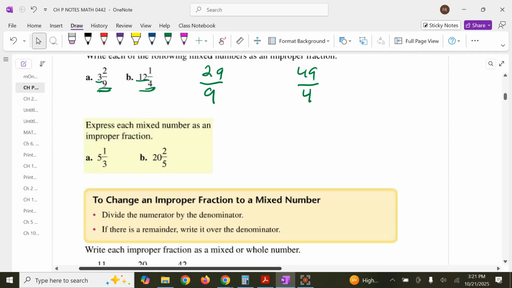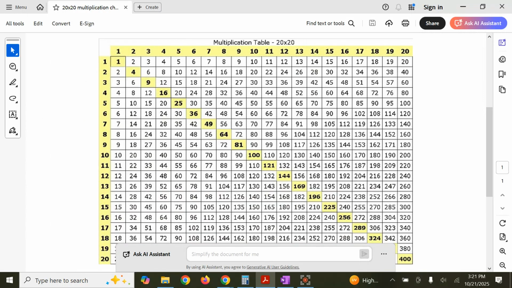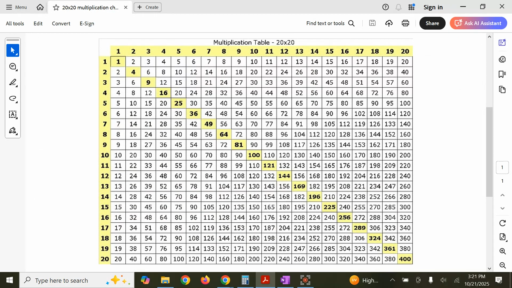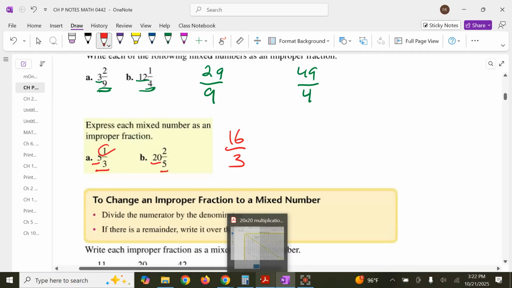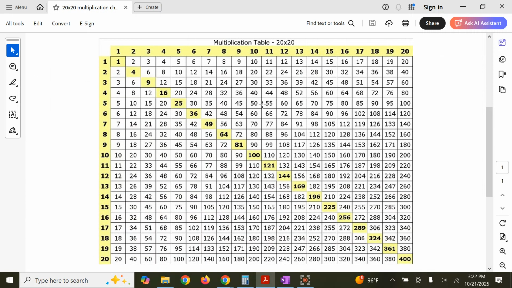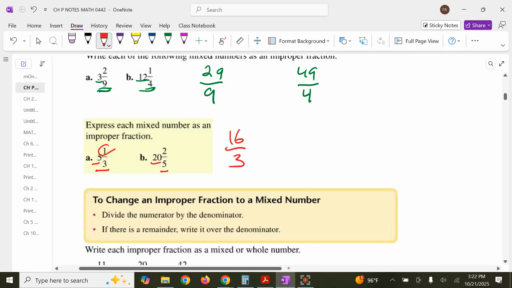Let's do that, y'all, with this next one too. So look, we're going to go 3 times 5. Y'all, I'm going to use my multiplication table. 3 times 5 right here, that's going to give me 15. 15 plus one more, 16. 16 over 3. Okay. All right, let's do the same thing here. 5 times 20. Guys, I'm going to use my chart again. 5 times 20 right here is 100. 100 plus 2 is 102 all over 5. Okay.